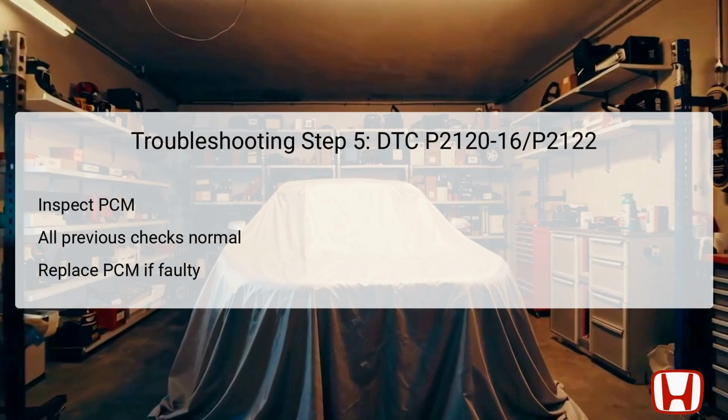The final troubleshooting step pertains to the powertrain control module, PCM, itself. If all prior checks, such as the APP sensor and the VCC1 and APS1 circuits, return normal results, yet the DTC persists, the PCM is likely at fault. The PCM is the brain of the vehicle's engine management system and responds to various sensor inputs to optimize performance.